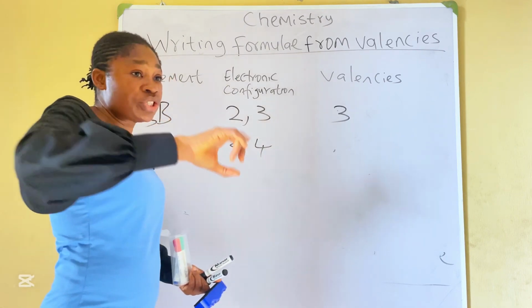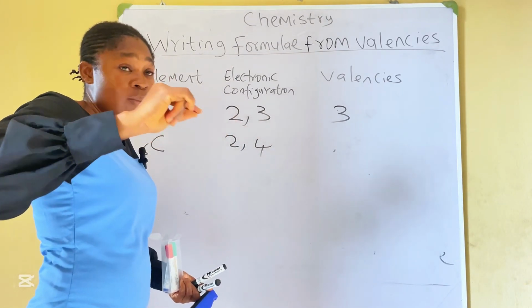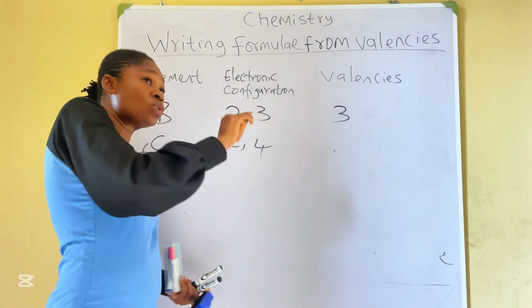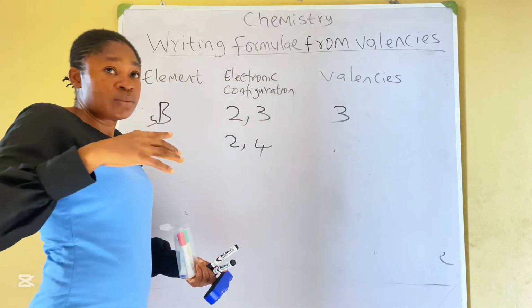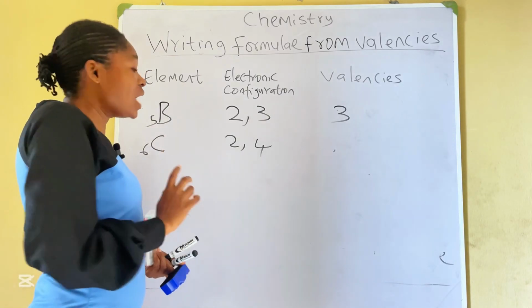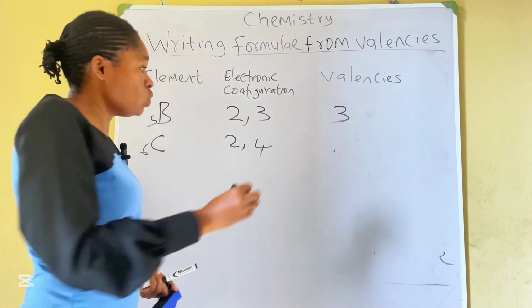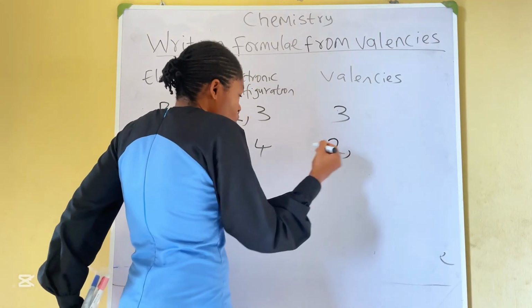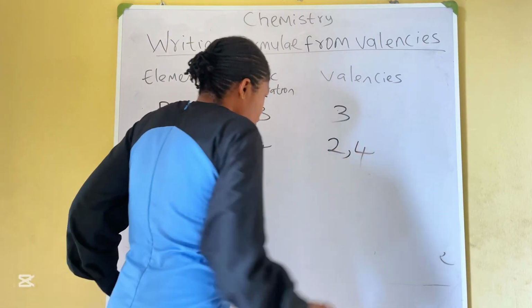At times you can use only 2 electrons in the outermost shell to go into chemical bonding. At times you can also use the entire 4 to go into chemical bonding by sharing with another element. So therefore carbon has 2 valencies. If you use 2, the valency will be 2. You can also use 4.